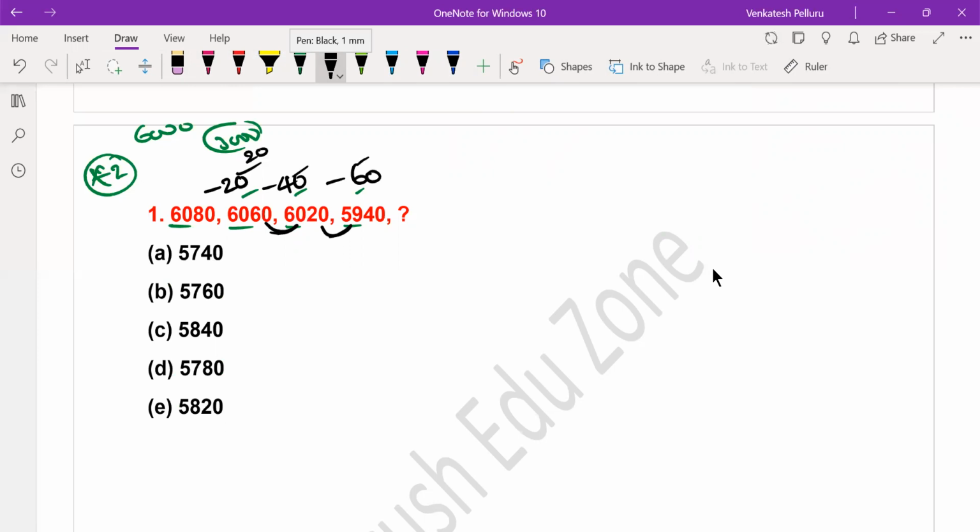What are these values? 21s are 20, 22s are 40, 23s are 60. Sorry, this is actually not 60, 80. The difference is 80. If you observe the difference, 6020 5940, the difference is not 60 but 80. So I'm sorry, 24s are... but that's not the logic. It's not multiples of 2.